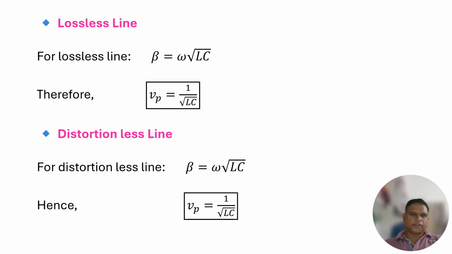For lossless transmission line, the phase velocity Vp is equal to 1 by square root of LC, since beta, the phase constant, is equal to omega square root of LC, so omega by beta is equal to phase velocity. Therefore, omega by beta is equal to Vp is equal to 1 by square root of LC. For distortionless transmission line also, the phase constant beta is equal to omega square root of LC. Here also the phase velocity is equal to 1 by square root of LC.